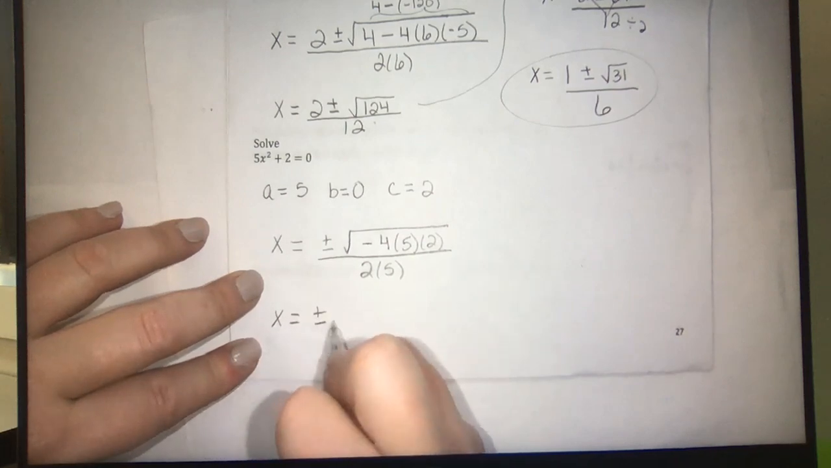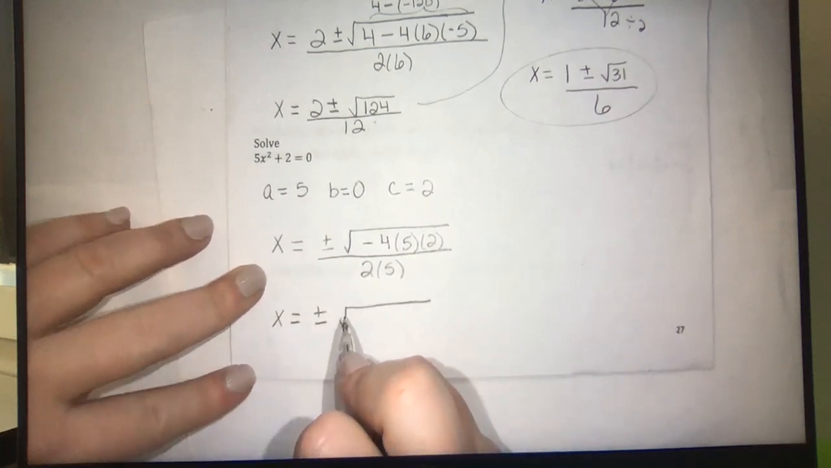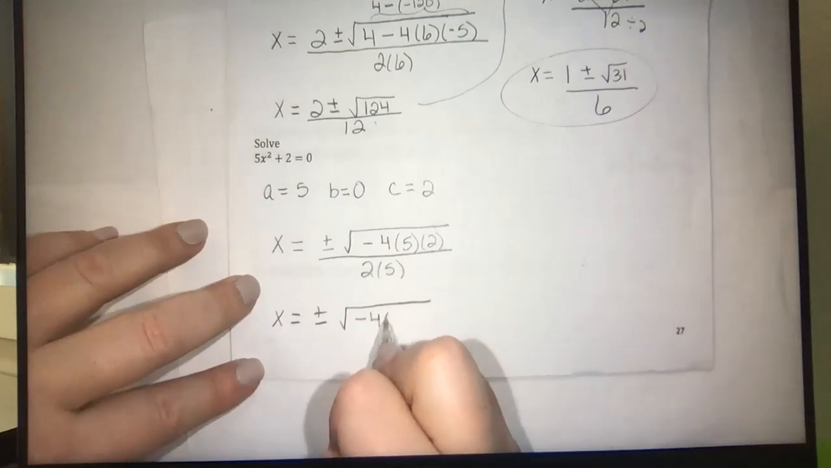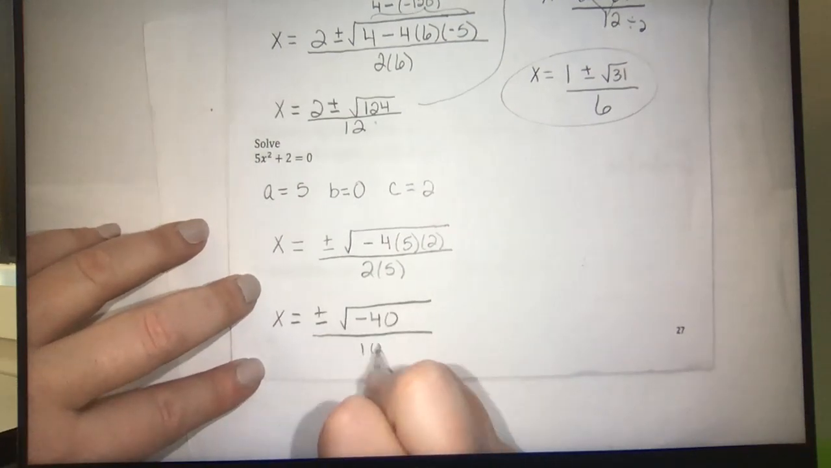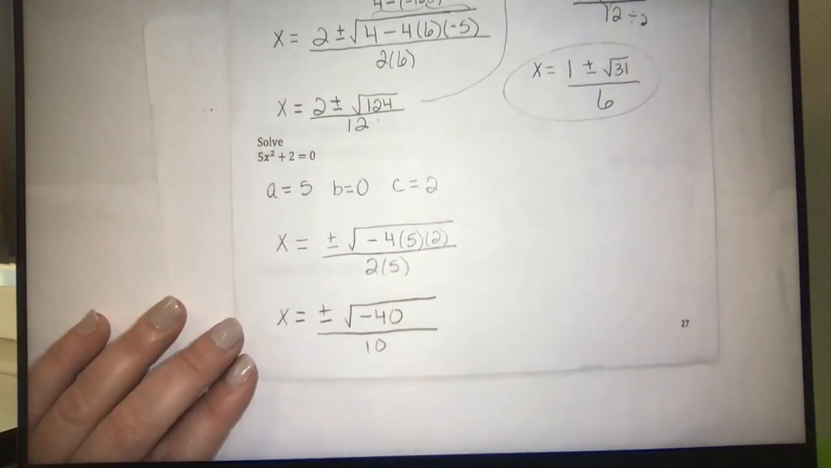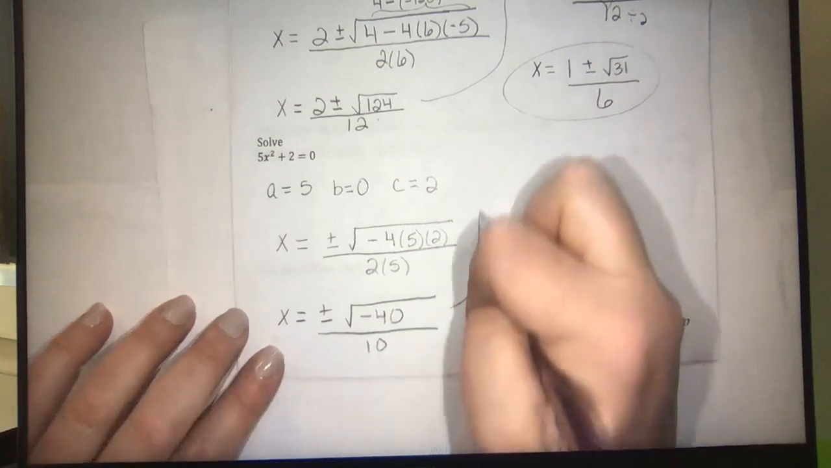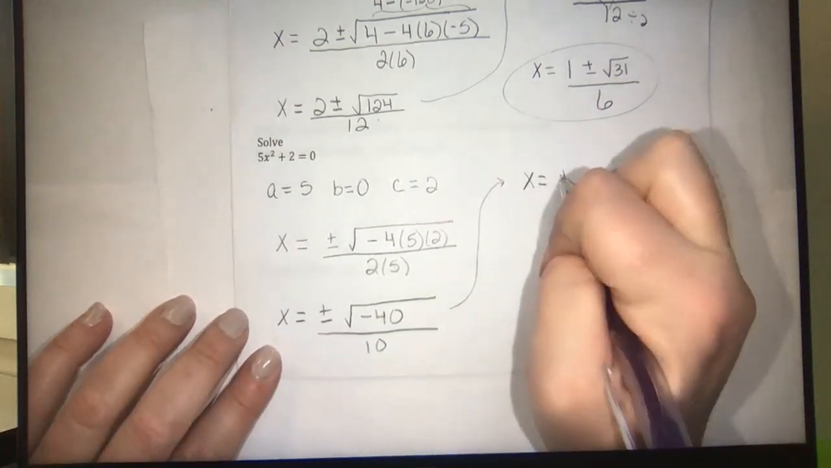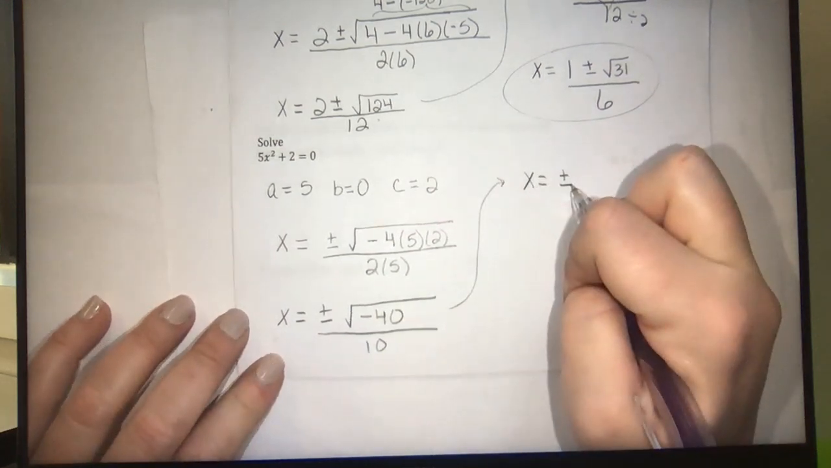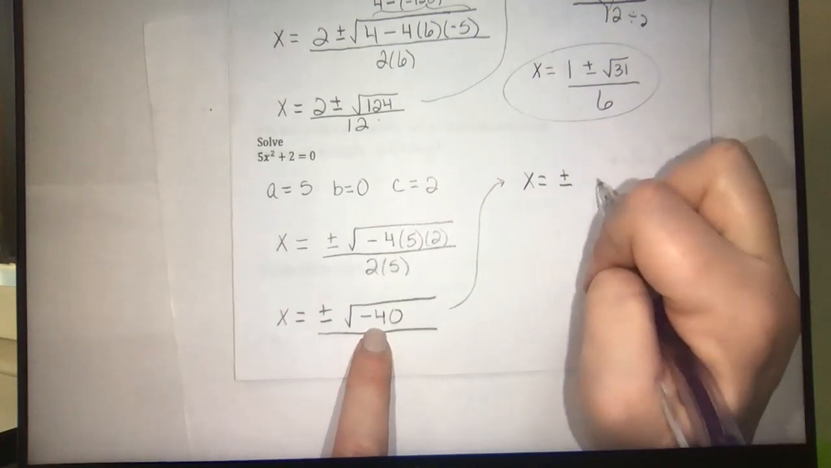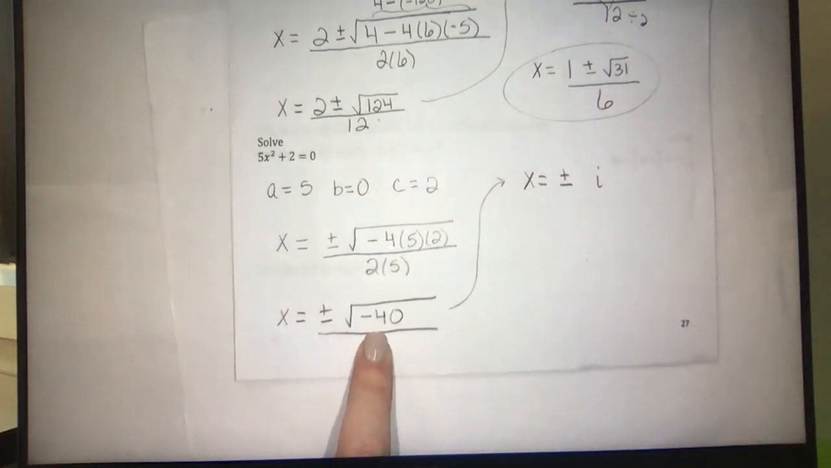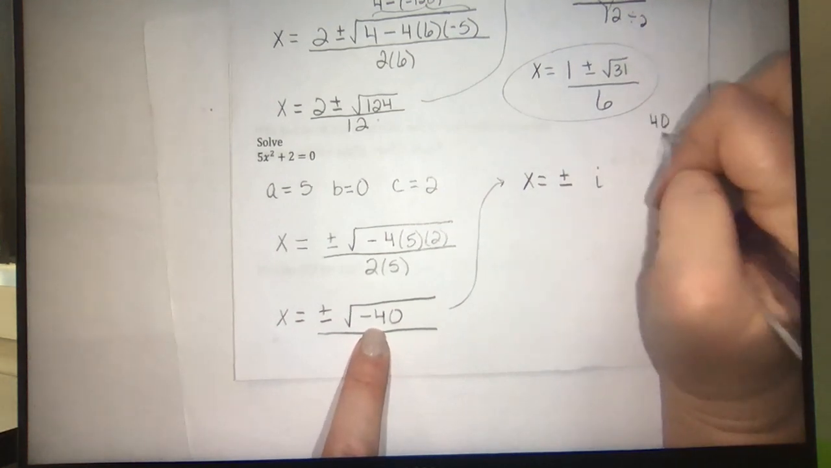Okay, here we go. Negative 4 times 5 times 2, I get a negative 40. I make a little note, I'm going to have an I in my answer. Why do I have an I in my answer? It's negative. Yeah. Okay, here we go. Still have plus or minus. That's the only way you get 2 answers. All right, I'm going to pull out an I, and now I have square root of 40. Well, he's not perfect.